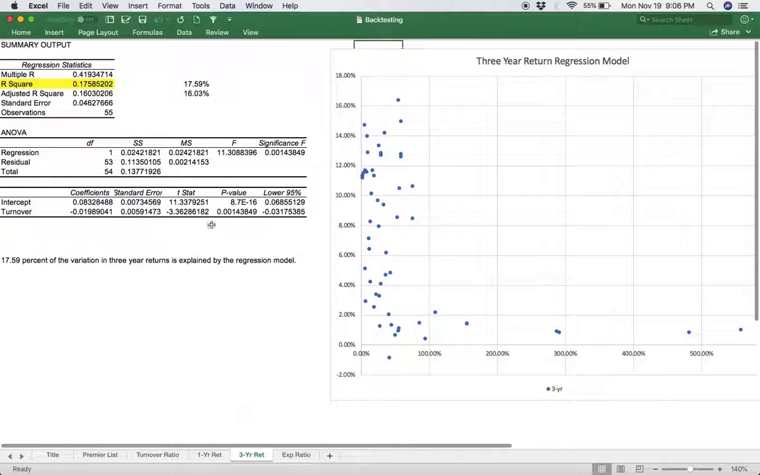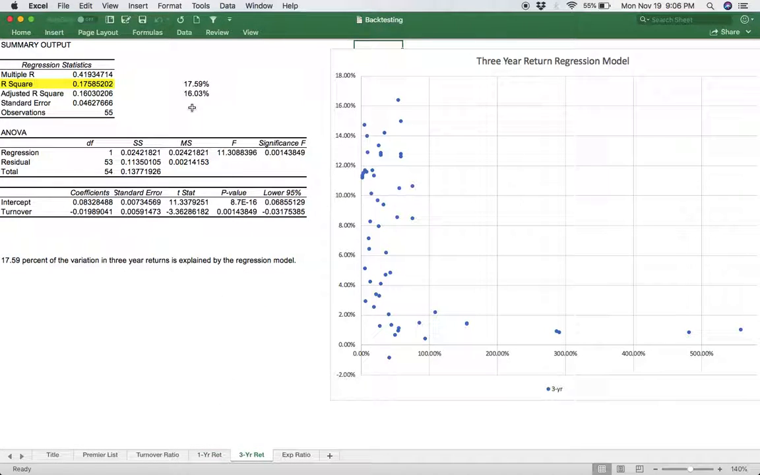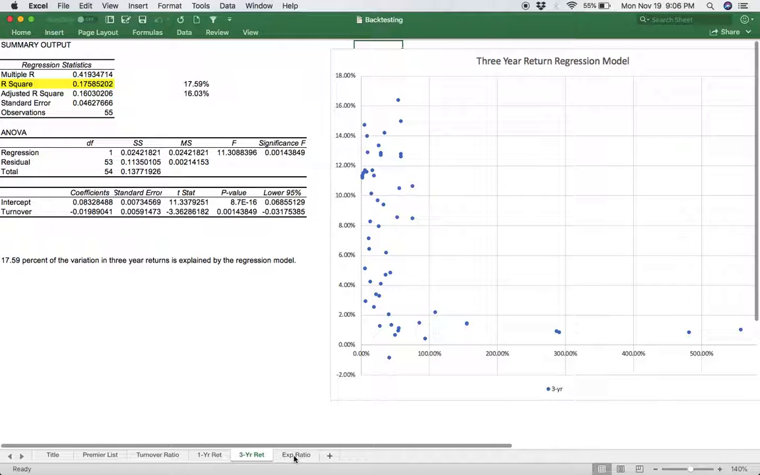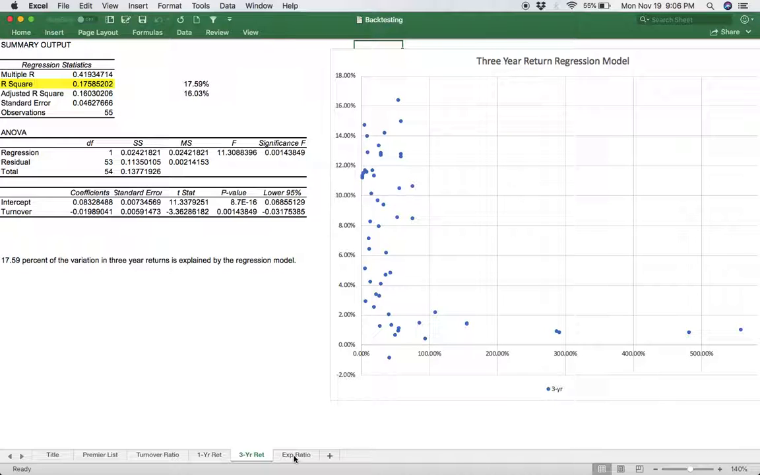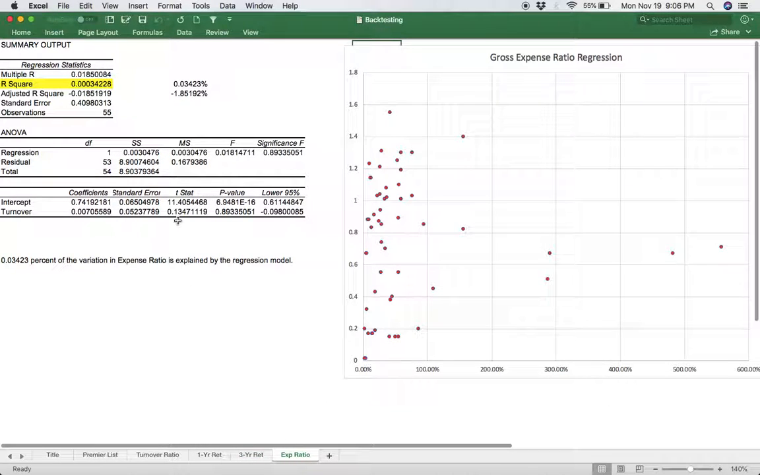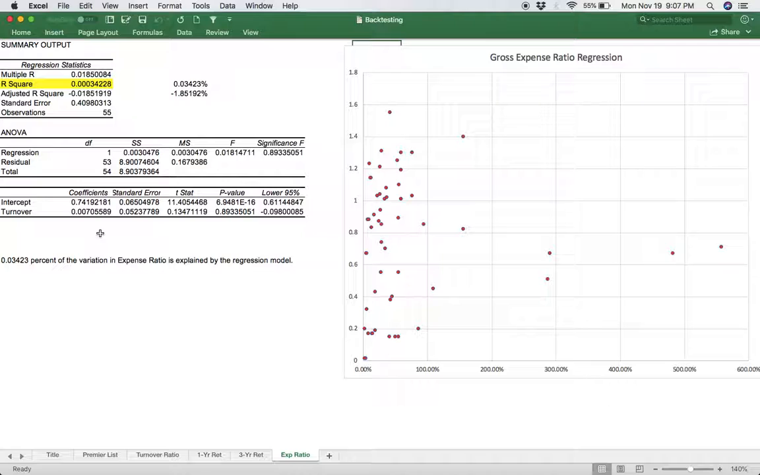For 3 year, a little bit better, 17.59% of the variation in 3 year returns is explained by the regression model. Both of these are fairly insignificant, almost no significance to the relationship between turnover ratio and 1 to 3 year returns. And finally, the thing that we were mainly trying to test was whether or not higher turnovers led to higher expense ratios. Almost no correlation is found between the two.